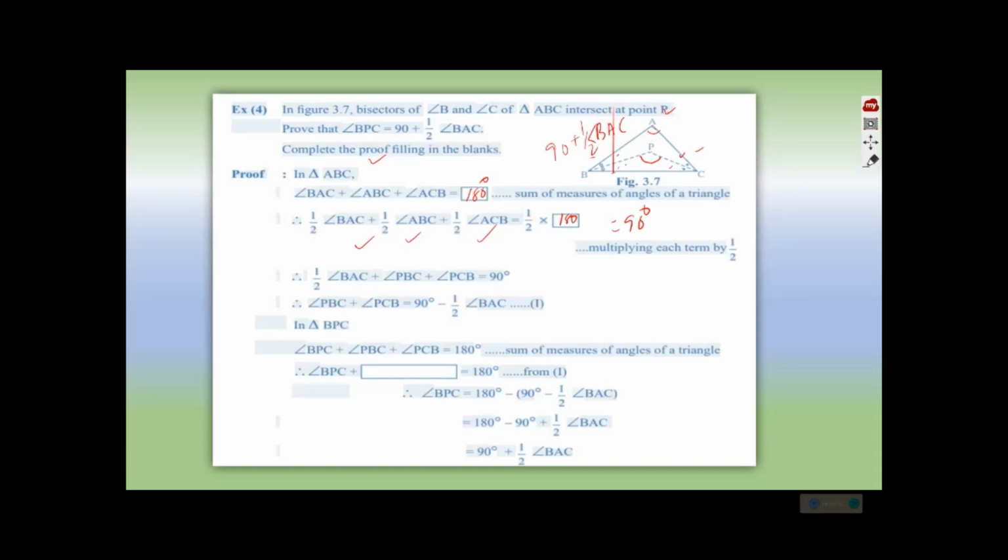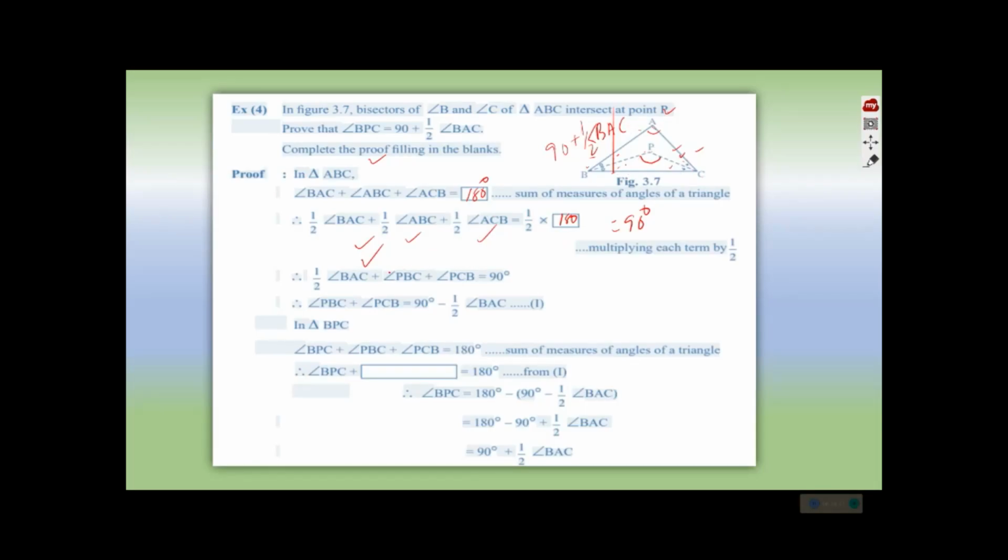Now we can see that half of BAC, that is BAC, plus angle PBC. What is PBC? This is PBC, plus PCB. What is this? PCB. Half of this means we already made a bisector, no? So we can directly write PBC is a half of ABC, PCB is a half of ACB.